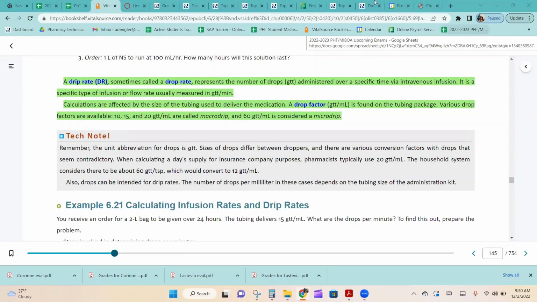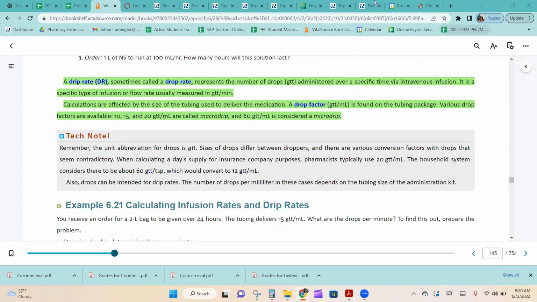A drip rate, sometimes called drop rate, represents the number of drops administered over a specific time via intravenous infusion. It is a specific type of infusion or flow rate, usually measured in drops per minute. Calculations are affected by the size of the tubing used to deliver the medication.